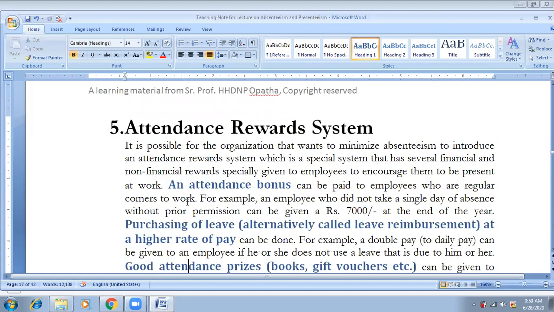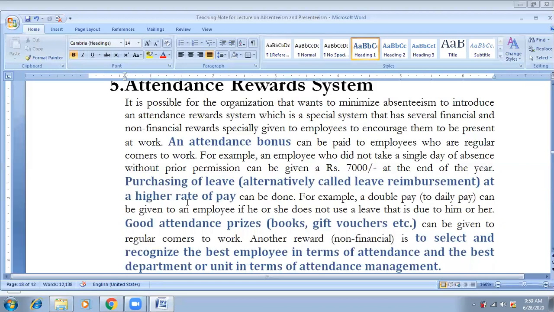The attendance reward system. Of course, there is a strong relationship between the attendance reward system and attendance, because people who need money definitely come. Most likely they come to work because of the attendance reward system. Under this, we can give an attendance bonus. Also, we can give purchasing of leave, or leave reimbursement at a higher rate of pay, maybe multiplied by 150. If the daily rate is 100, then we can pay 150 or 200, or even 250 if affordable.